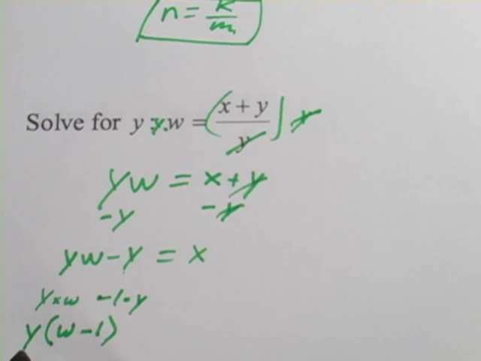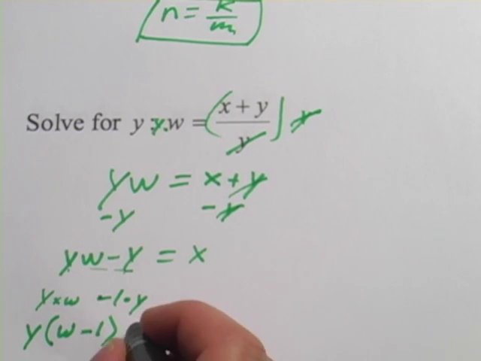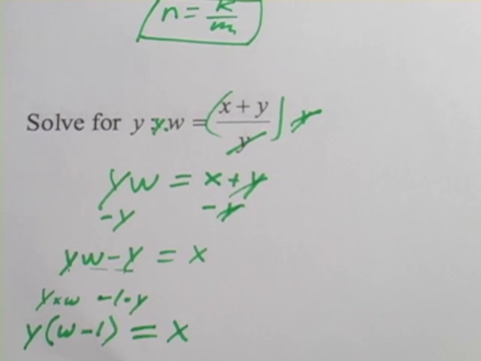That's pretty tricky, but if you think about it, if you were to see this parentheses and want to multiply it through, you would multiply the y times the w and the y times the negative 1. You would end up with yw minus y, which is exactly what it was to start with. So I can do this. Don't forget my equals and x over here.